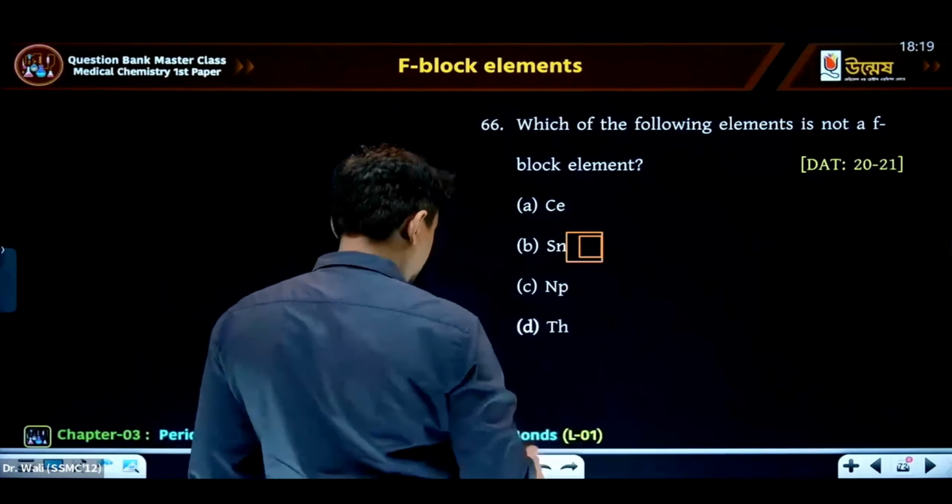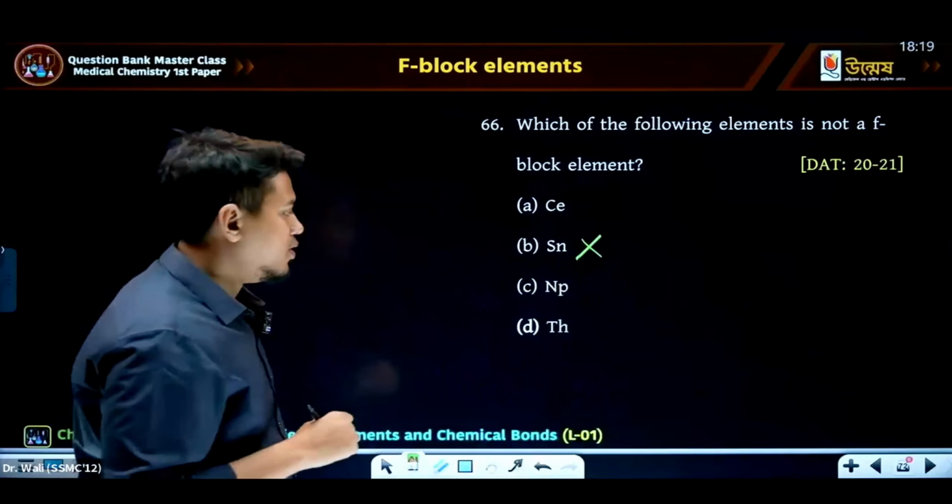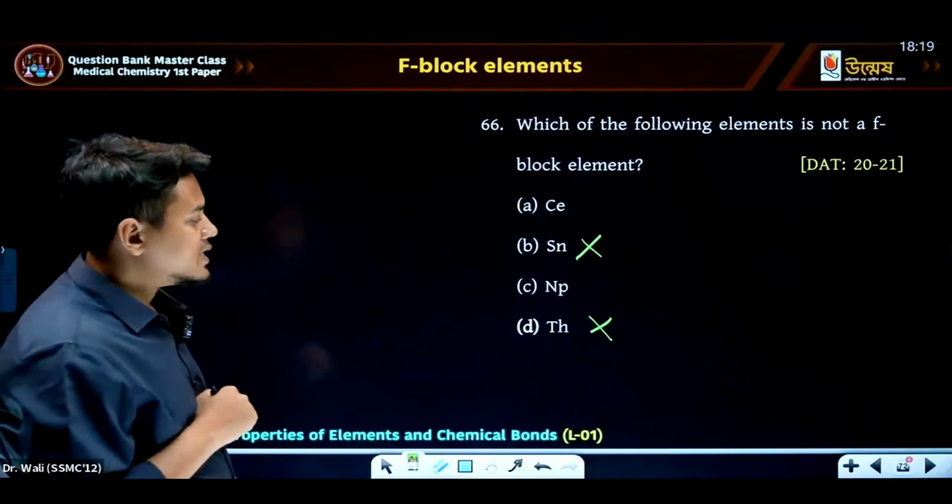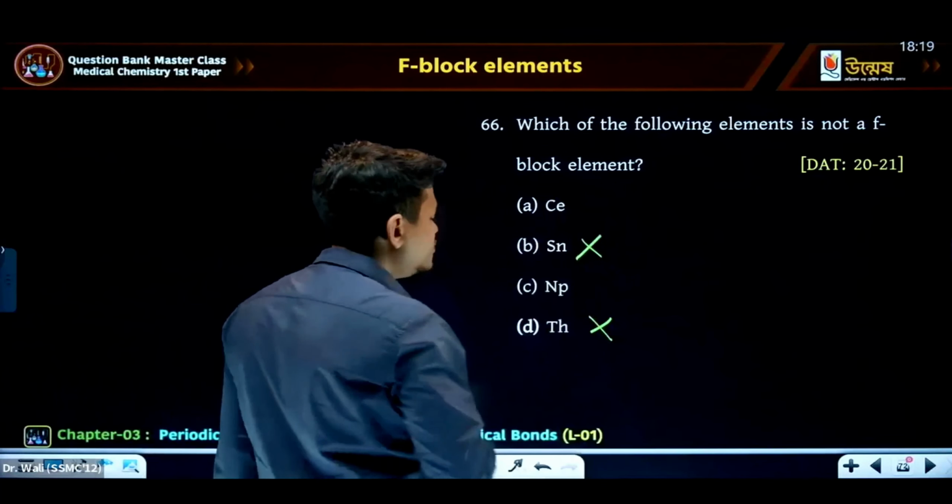Stannum here will not be an answer. Why? Because stannum is within the P block. And also thorium will not be the answer. Why? Because it is within the D block. Neptunium and cerium, which one is the correct answer?